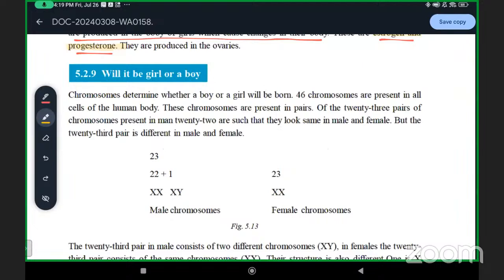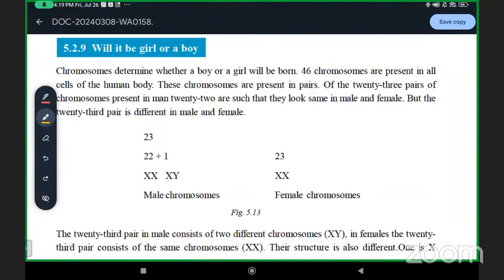Okay. Now, will it be a girl or a boy? Okay, this is like determining the gender of the baby. Like what happens that a mother gives birth to a boy? What's the reason behind it? Or how does a mother give birth to a girl? What's the science behind it? Like what actually happens that a boy or a girl is born?